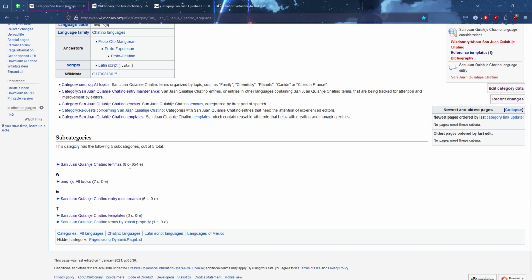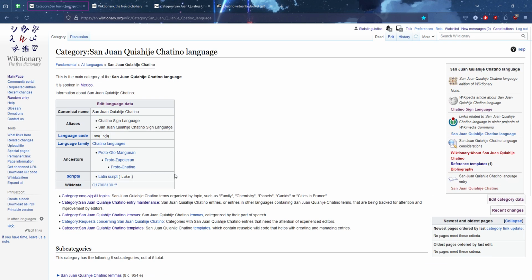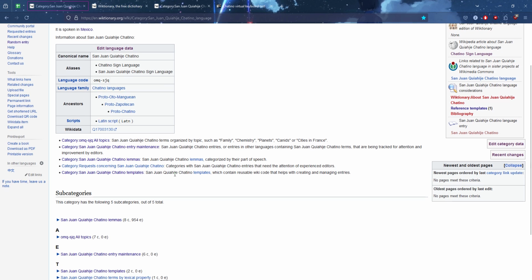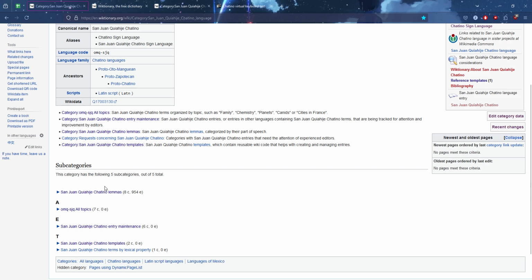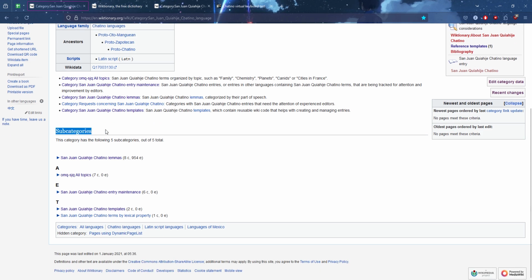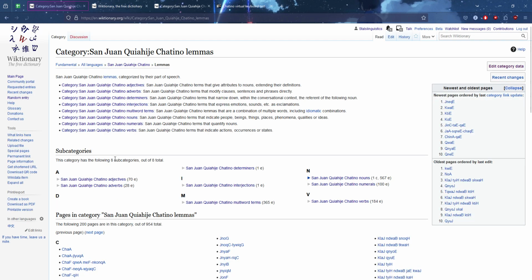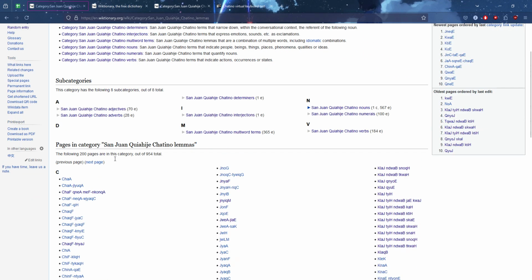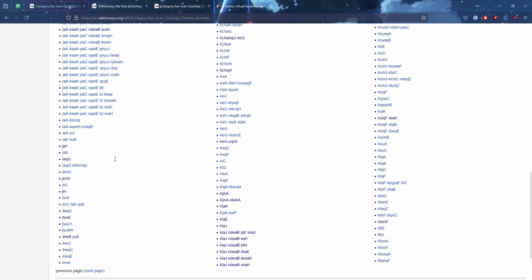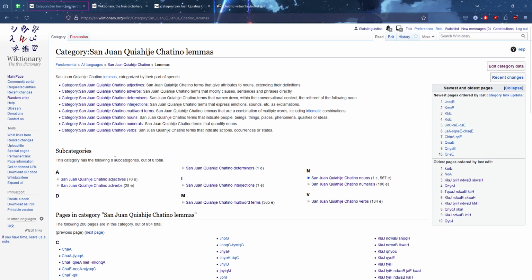Essentially, all of this is very confusing to look at, but the important part that we want to get to is this very bottom section right here where it says subcategories. At this very top part, right above this A, you will see the Chatino lemmas. This is what we're going to click on. And once we get to this page, you'll see that there are a plethora of entries below here, but we're not going to concern ourselves with that quite yet.